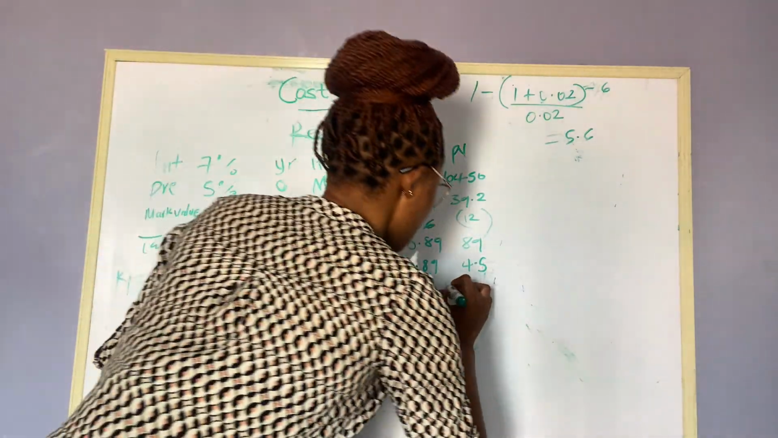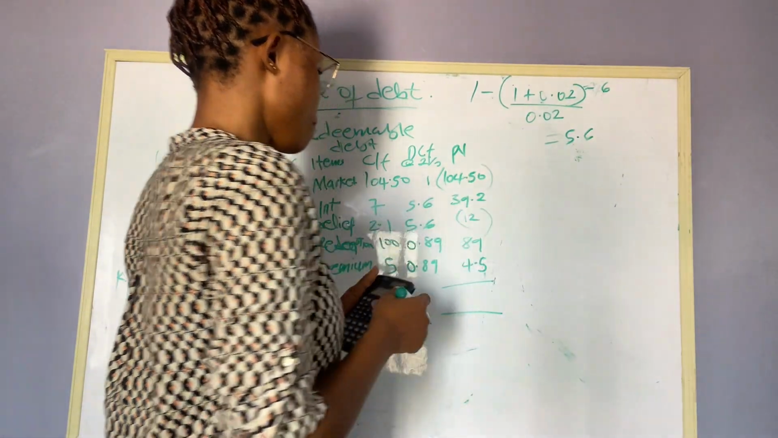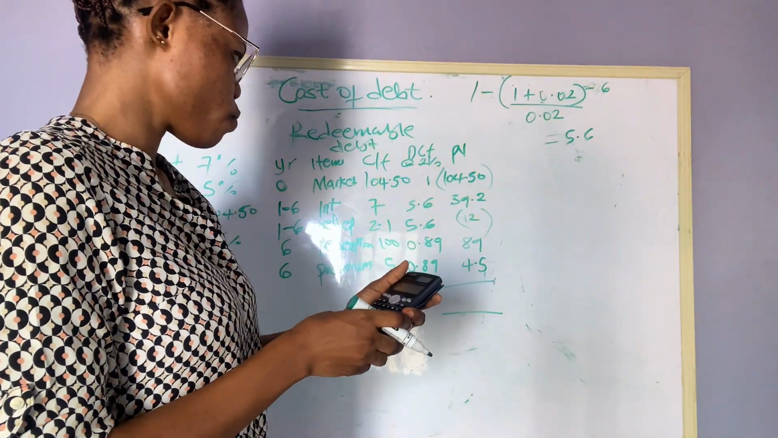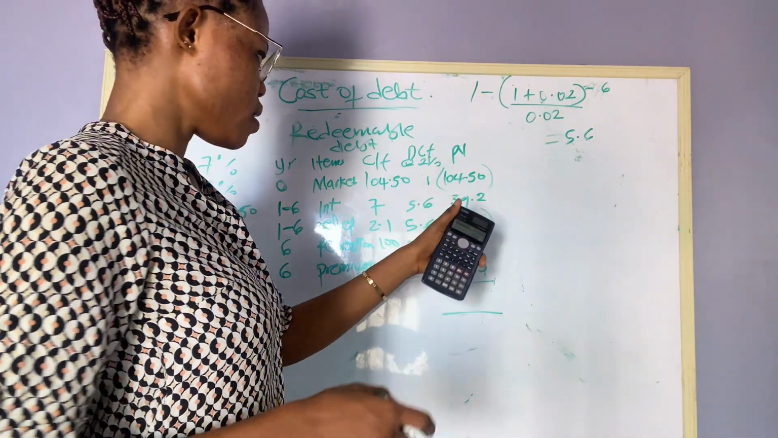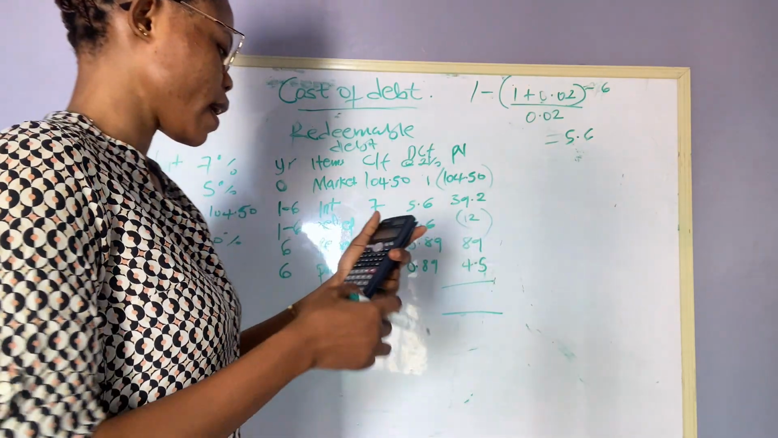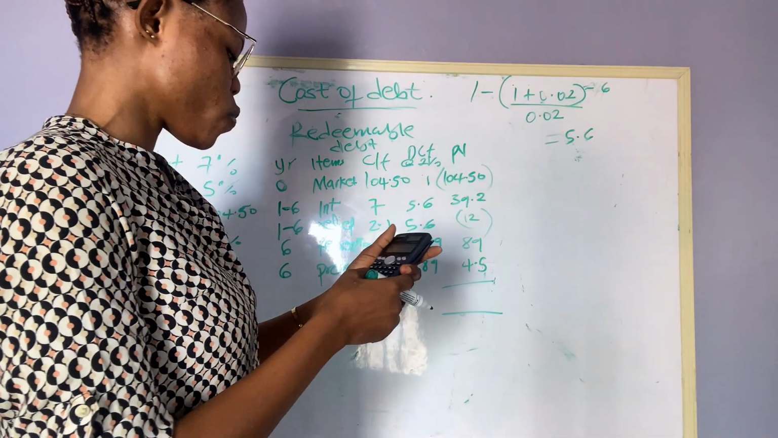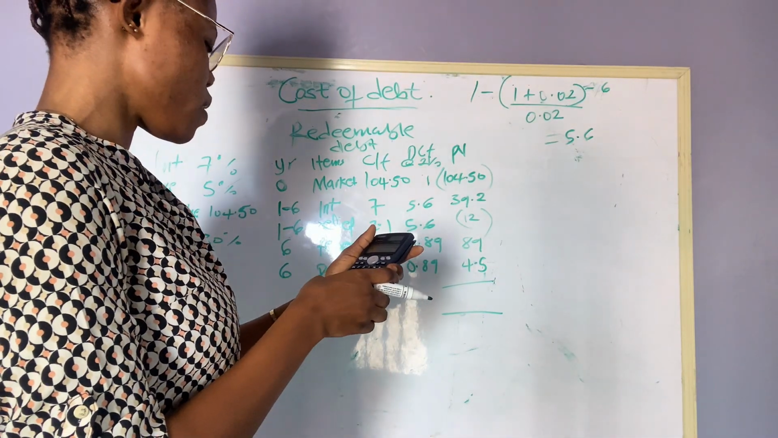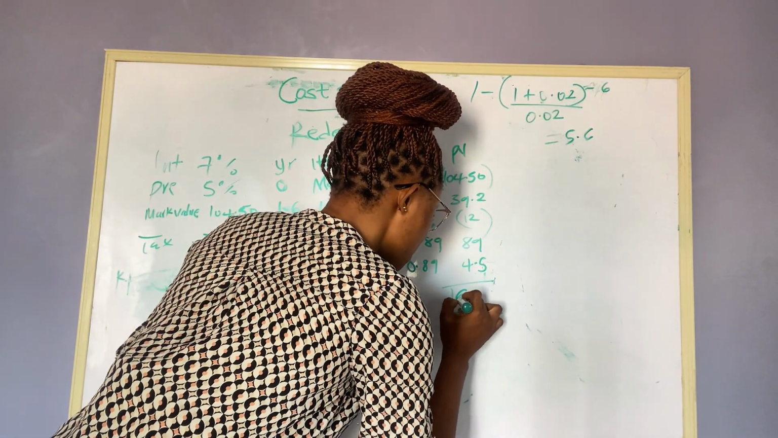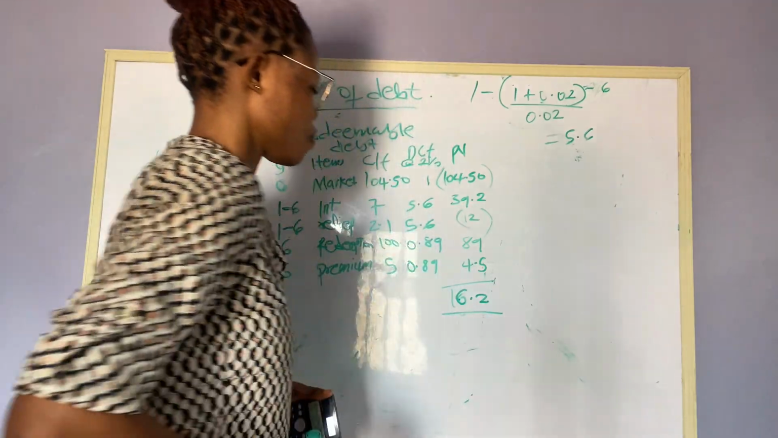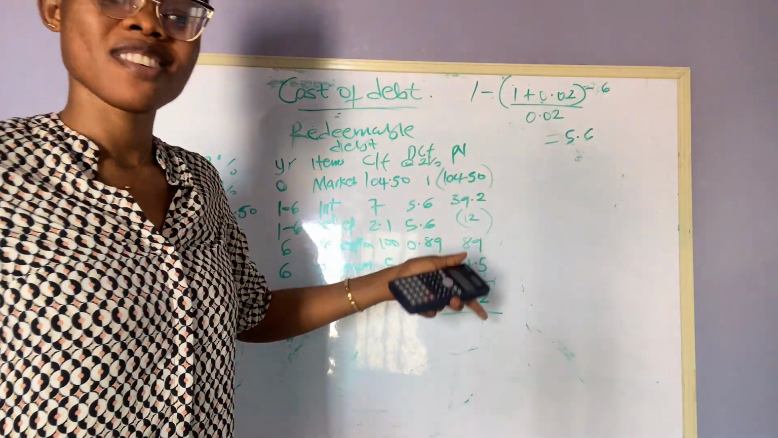So now let's see what we have. 39.2 minus 12, which is our tax relief, plus 89. No, this tax relief is an inflow, right? Plus 89 plus 4.5. We have 120 minus 104.50. So that's 16. We have a positive value of 16.2. Yes. So now we want to compute for the one that will give us a negative value.